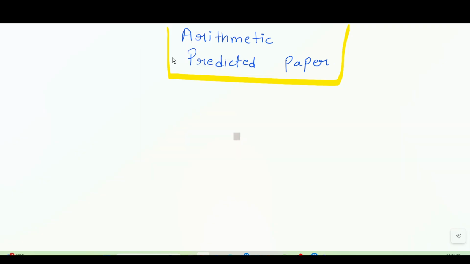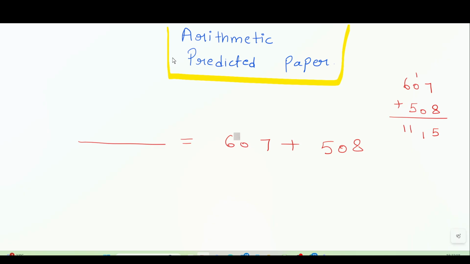For example, addition and subtraction. Suppose you have a box and 607 plus 508. This is a simple addition question. You can use the column method. Just write 607 and 508 and add: 7 and 8 is 15, so 5, then 1 is carried, and 6 plus 5 is 11. The answer is 1115, right? So this is the simple one.